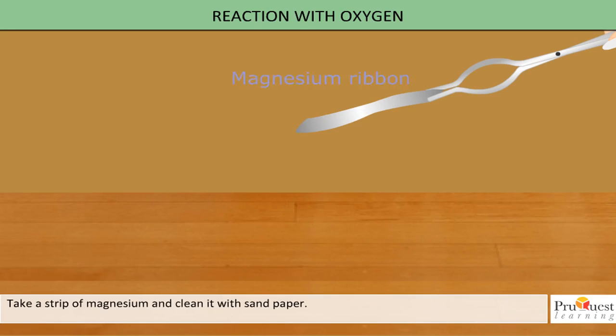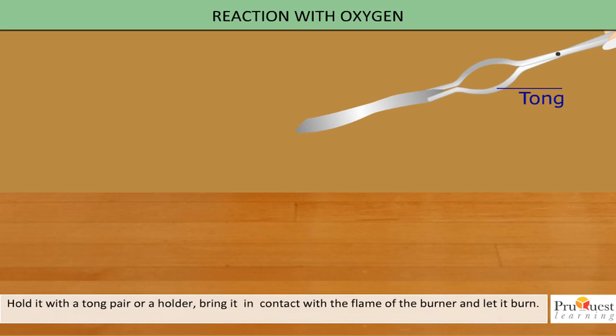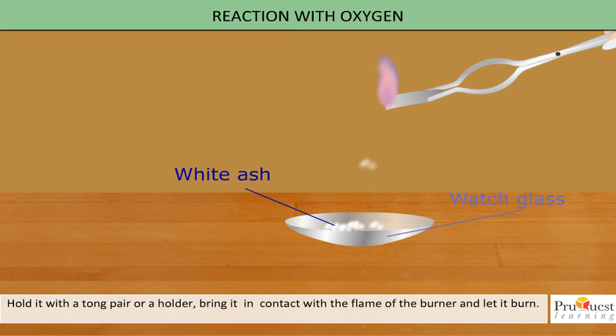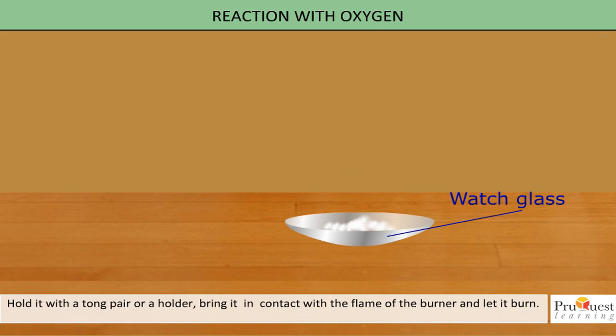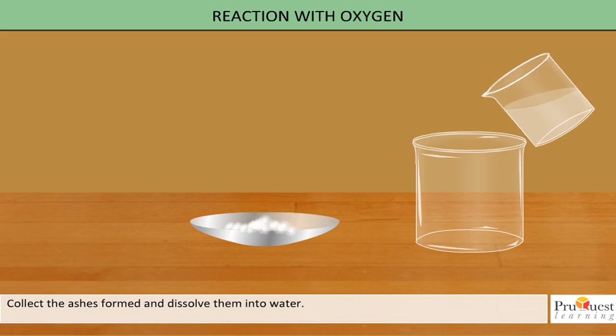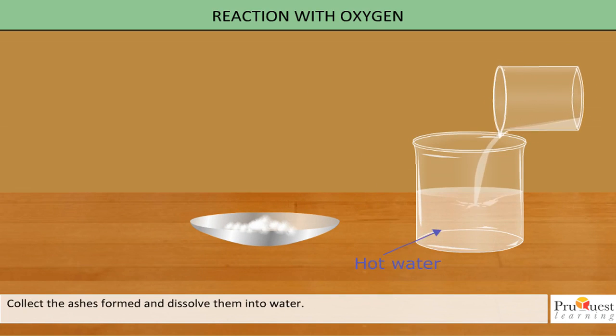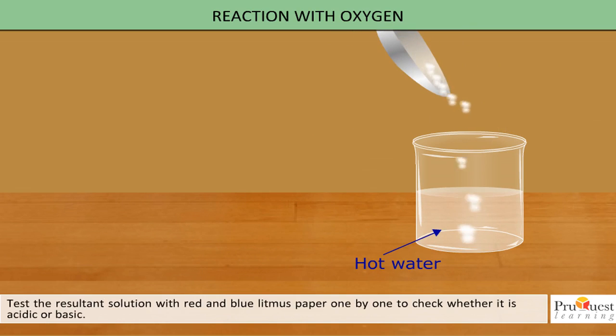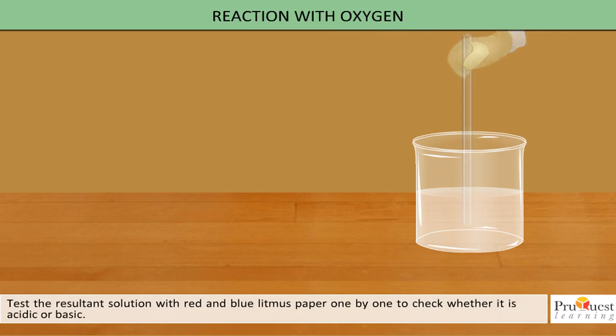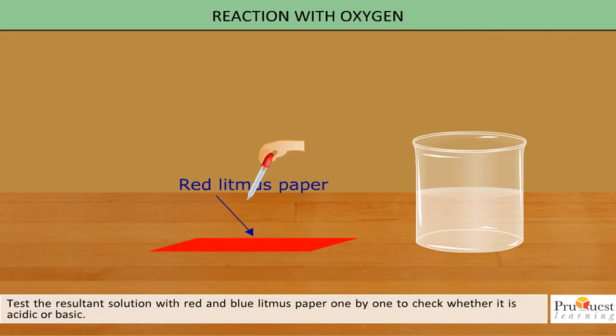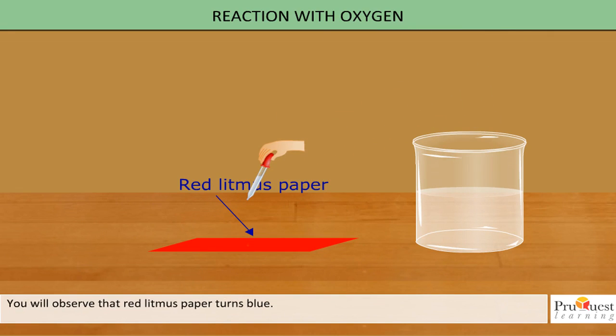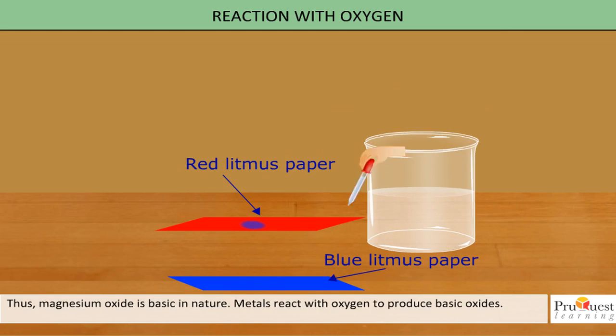Take a strip of magnesium and clean it with sandpaper. Hold it with a tong pair or a holder. Bring it in contact with the flame of a burner and let it burn. Collect the ashes formed and dissolve them in water. Test the resultant solution with both red and blue litmus paper one by one to check whether it is acidic or basic. You will observe that red litmus paper turns blue. Thus, magnesium oxide is basic in nature. Metals react with oxygen to produce basic oxide.